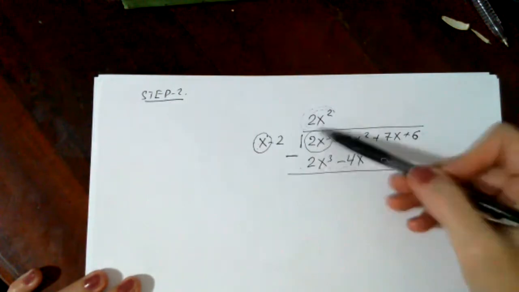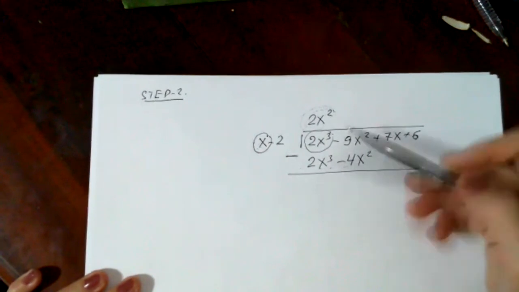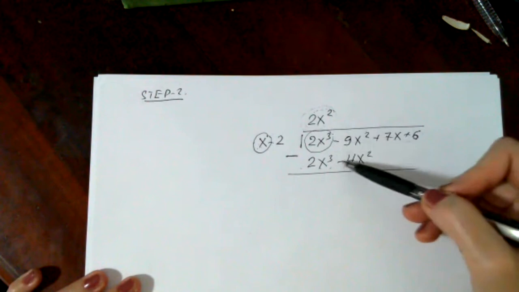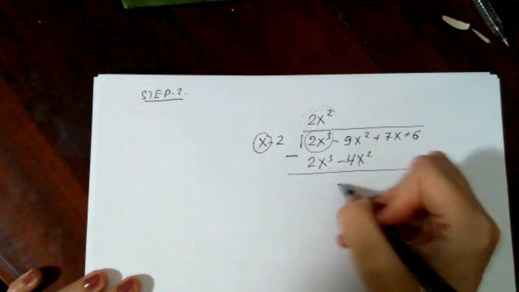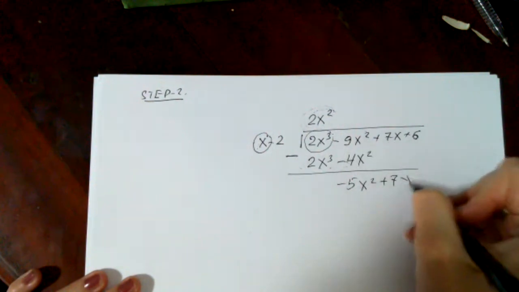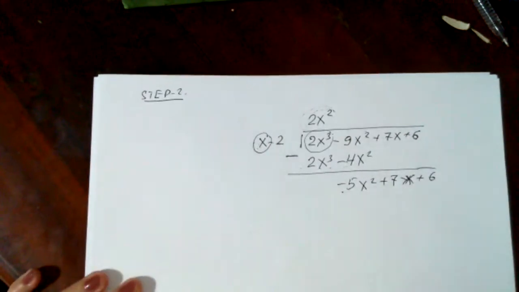So 2x cubed minus 2x cubed just cancels out, just disappears. We are not going to write 0 here. Okay, what about this guy? It was minus 9x squared minus minus 4. So minus 9 plus 4 will be minus 5x squared. And we are rewriting the remaining terms because we didn't have any like terms for them.